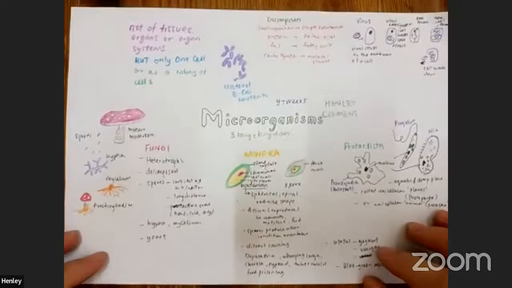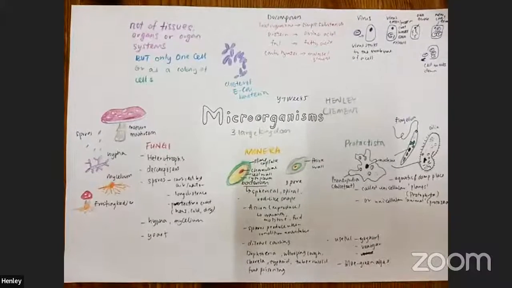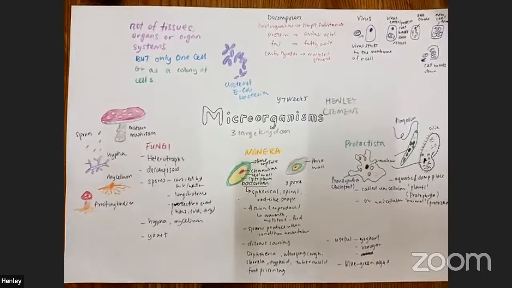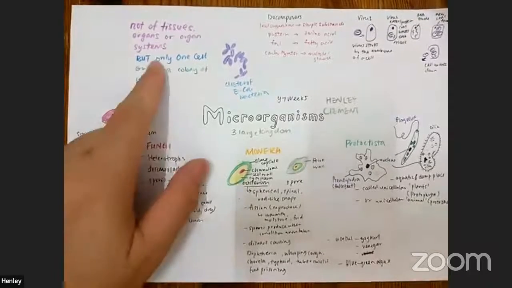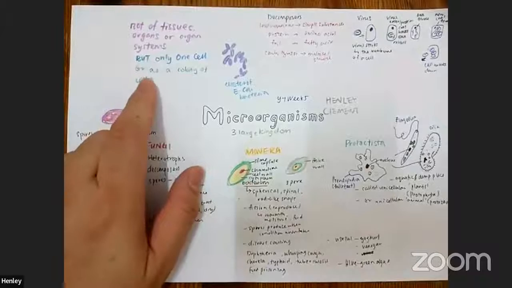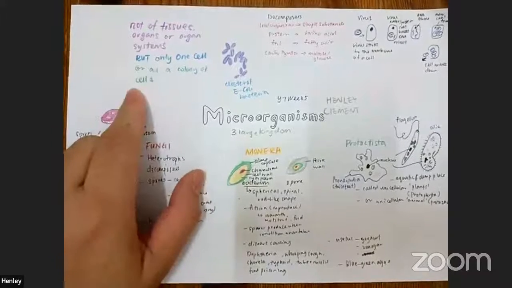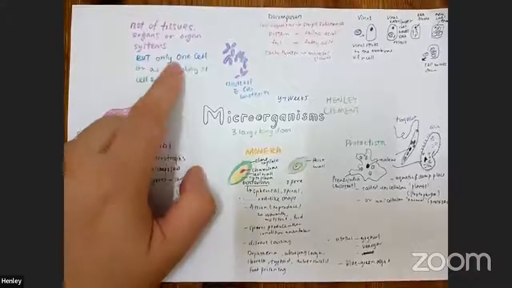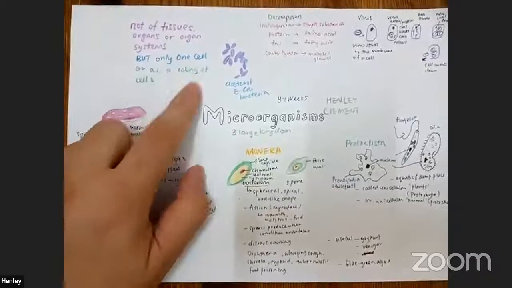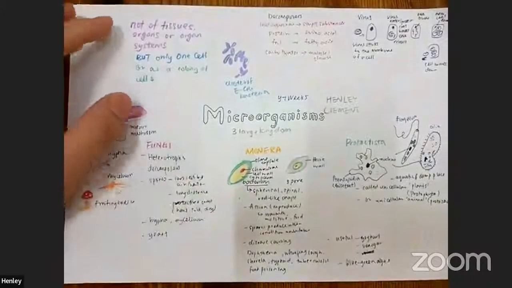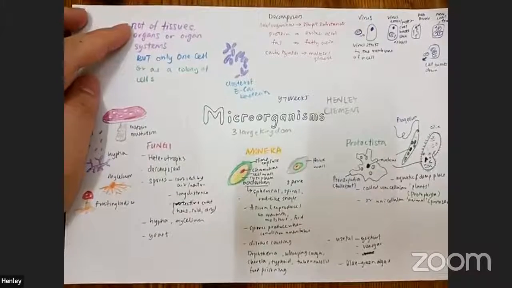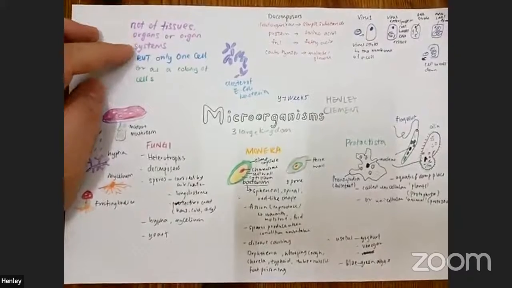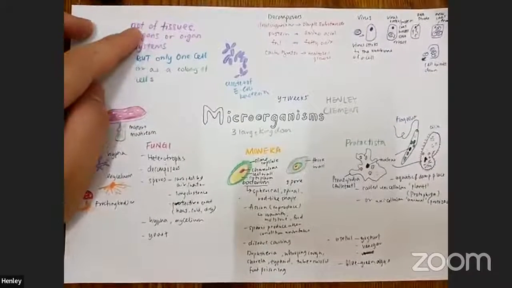So today we are talking about microorganisms. Microorganisms have some characteristics: there's only one cell, or a colony of cells. A colony of cells means that single cells come together as a colony, so they are not in the form of tissue, organ, or organ system. So this organism is only one cell.